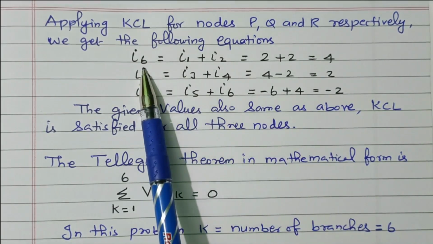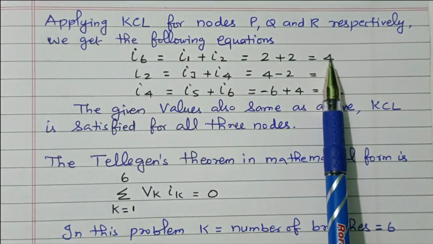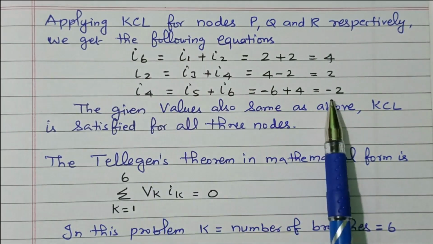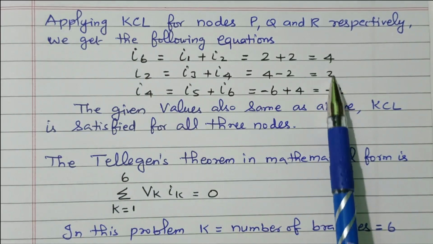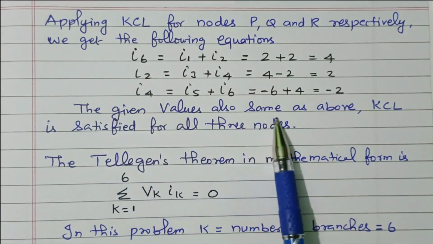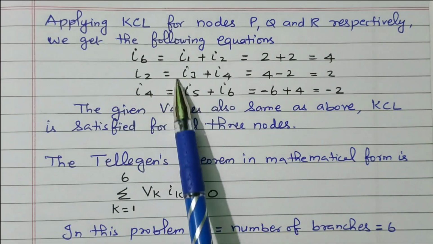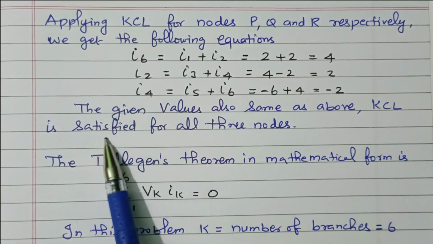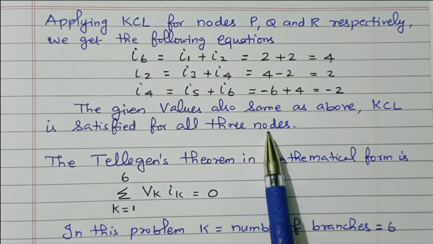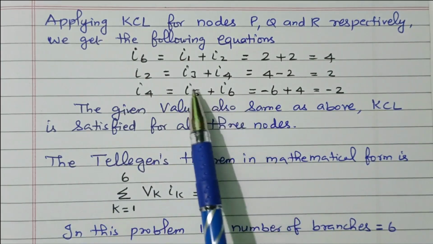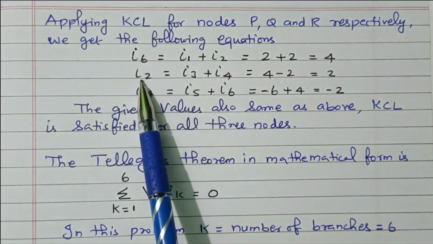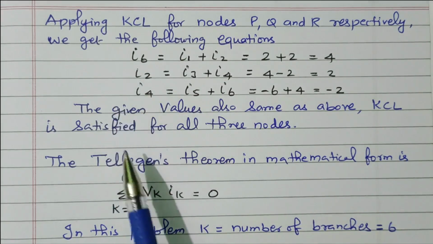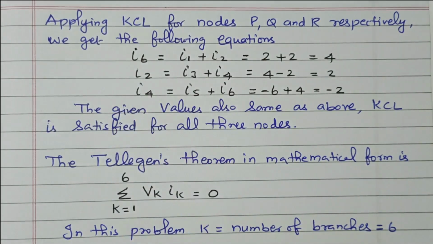Right? So I6 what we got is 4 amperes, I2 what we got is 2 amperes, I4 what we got is minus 2 amperes. So these values are the same as the given values. What we got in these equations is also equal to the given values. So KCL is satisfied for all three nodes. By applying KCL, we got the values of I6, I2 and I4, which are equal to the values given in the problem. So it satisfied the KCL.